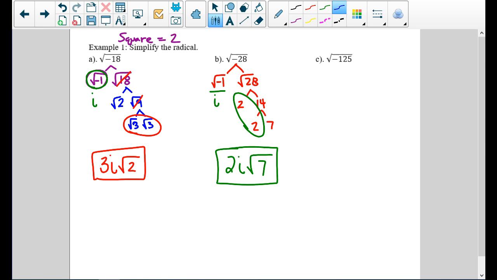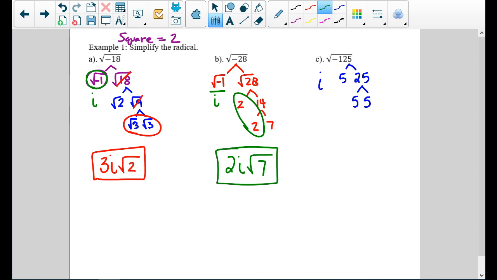So in part C, again, you don't necessarily even have to write the square root of -1. You don't even have to pull it out. You can just say, okay, there's a negative. I'm pulling out an i, and then what's 125? Well, it ends in a 5, so 5 goes into it. 5 goes into 12 twice, and then 5 into 25. 5 is prime, but 25 is not, so 25 is 5 times 5.